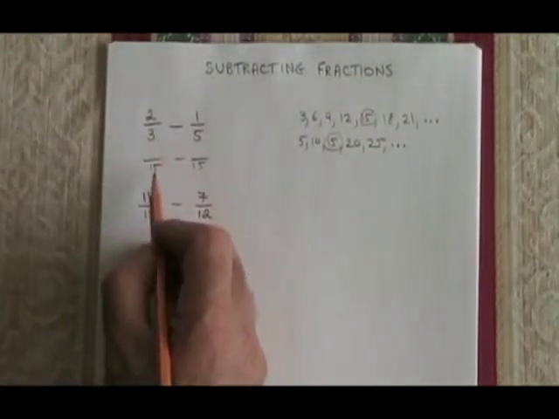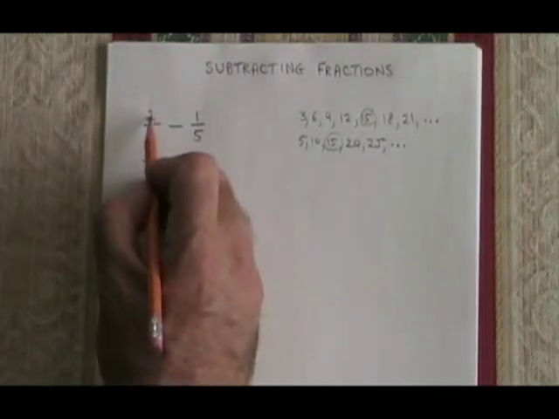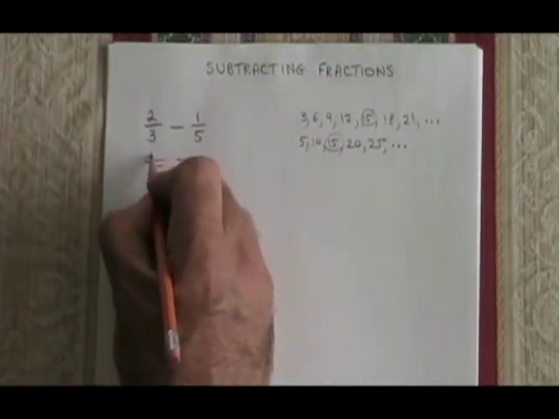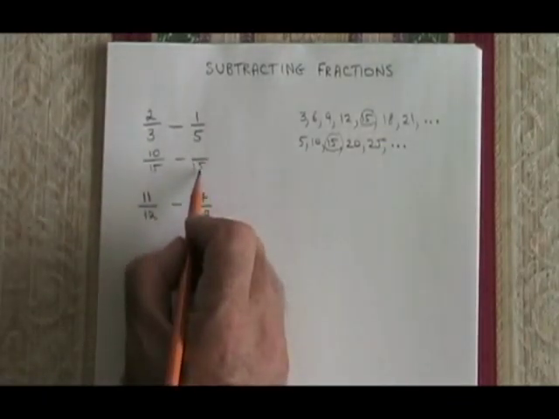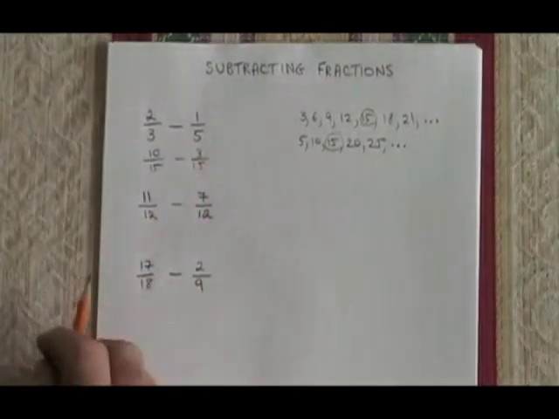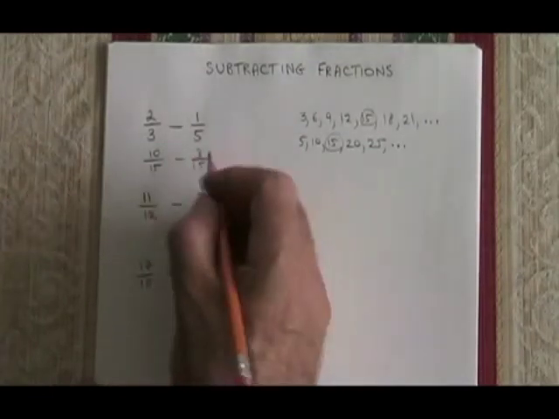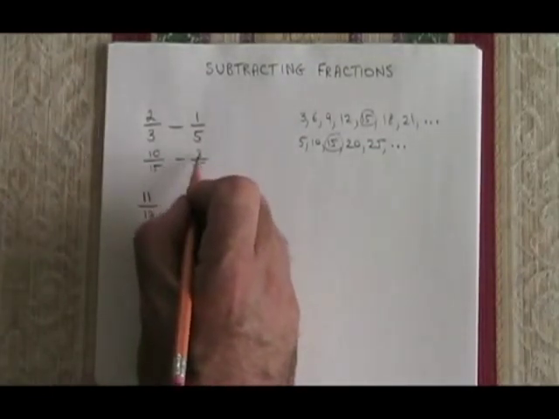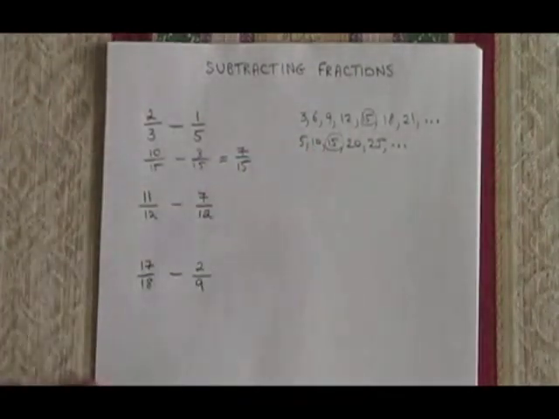The 3 has to be converted into a 15, and I do that by multiplying it by a 5. So therefore the 2 has to also be multiplied by a 5, and 2 times 5 is 10. 5 is converted into 15 by multiplying it by 3, so the 1 has to be multiplied by a 3, and I get 3 over 15. Now that they are both over the common denominator of 15, I can say 10 fifteenths minus 3 fifteenths must be equal to 7 fifteenths, and I have my answer.